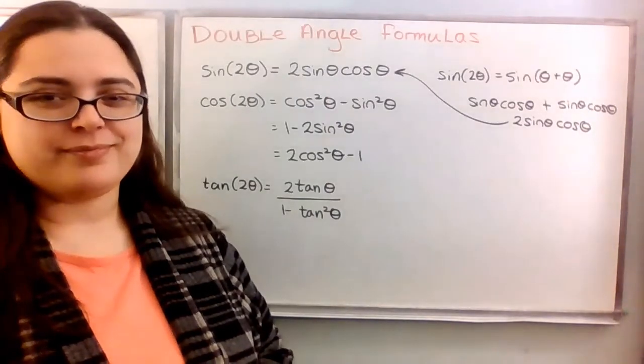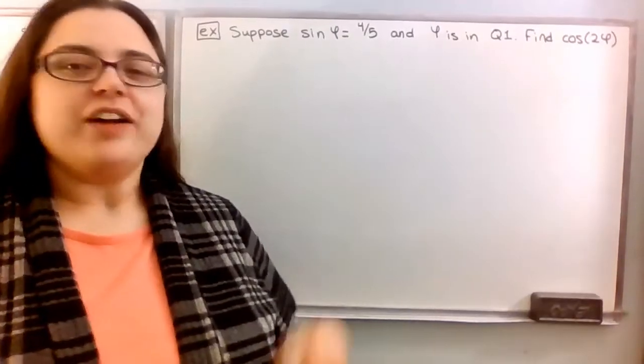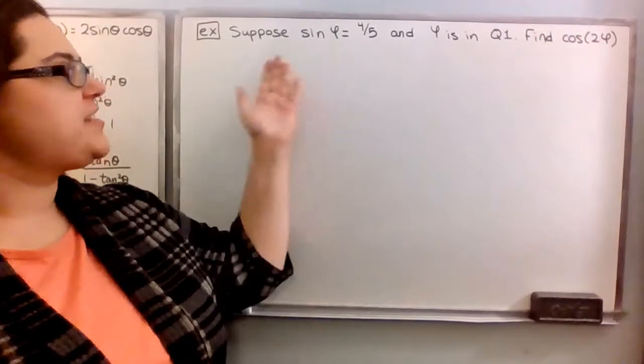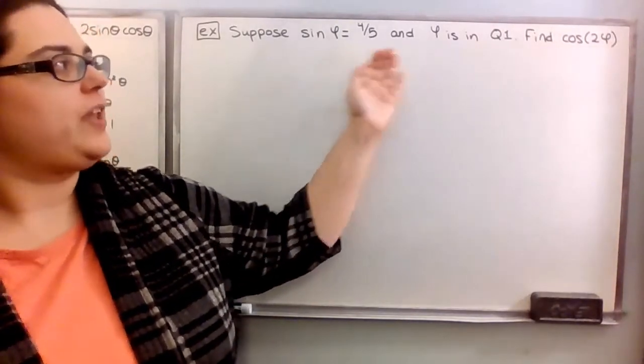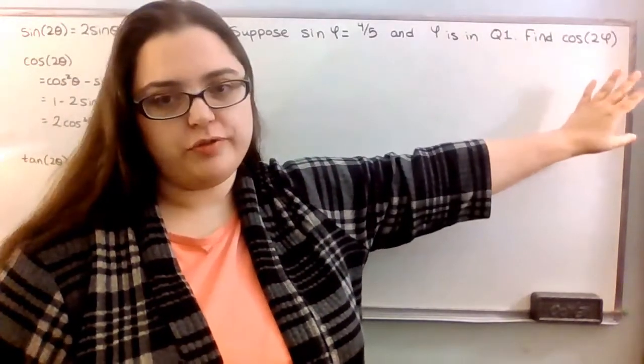All right, let's do an example. For our first example, we have that sine of phi is 4/5, and we know that phi is in quadrant 1, and we'd like to find cosine of 2 phi.